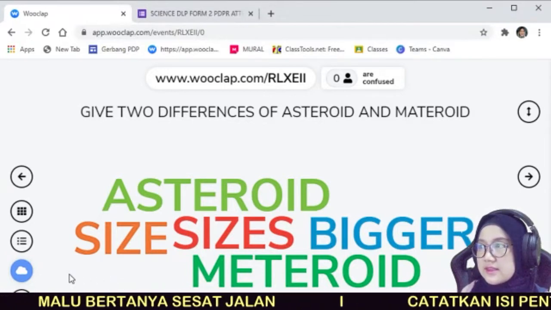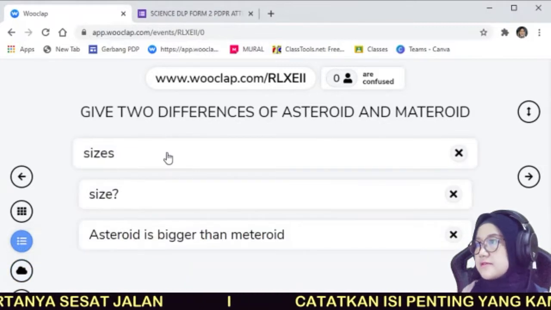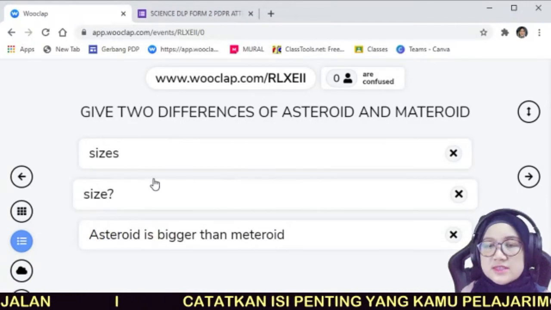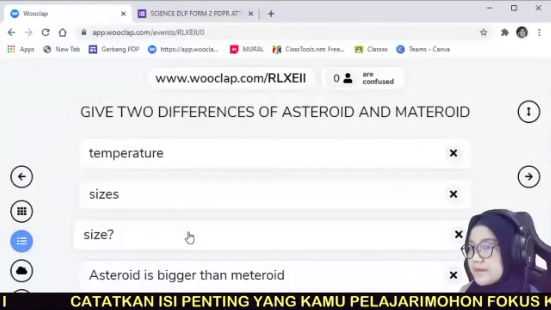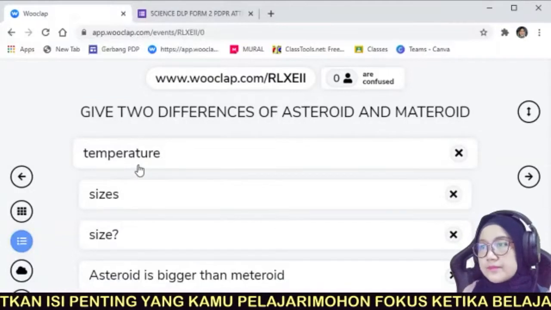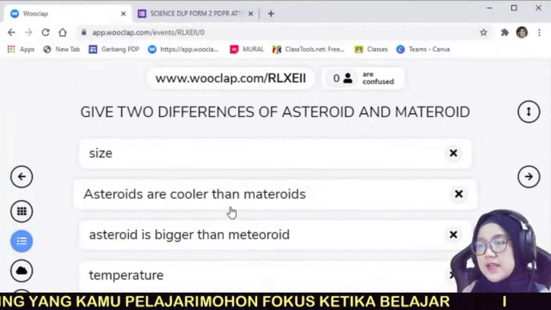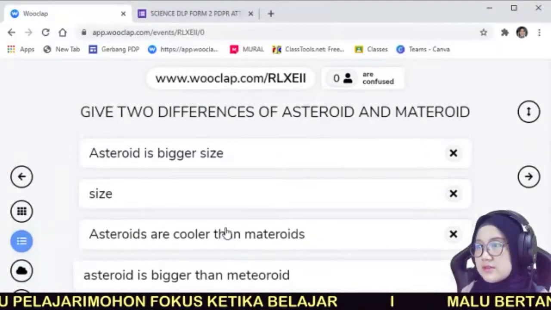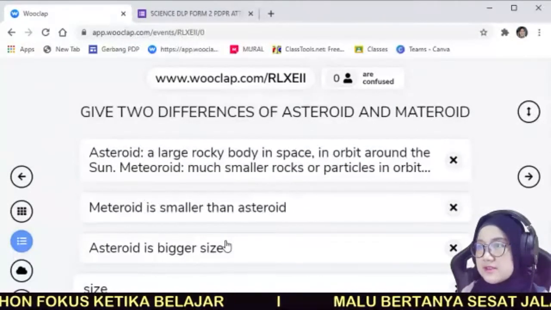Okay, other than that, give two differences. How about the size? Can you please explain more? Asteroid is bigger than meteoroid. Okay, other than that, temperature. When it's bigger, the temperature becomes higher? Asteroid is cooler than meteoroid. Size, meteoroid is smaller than asteroid.